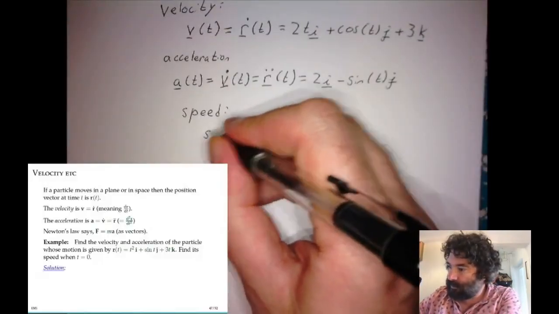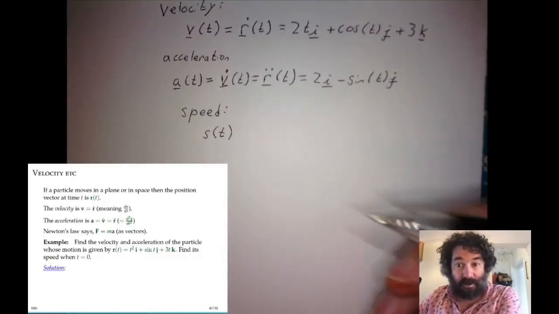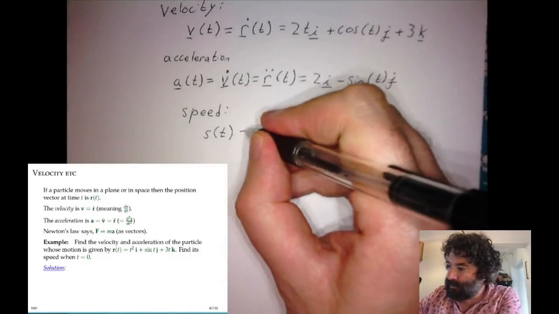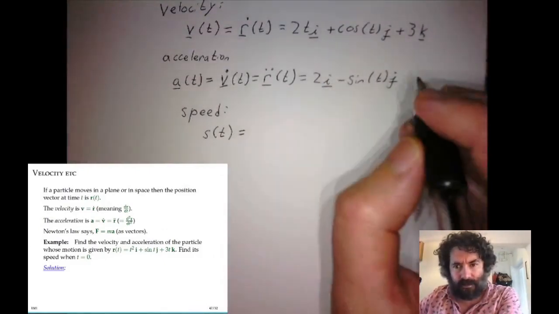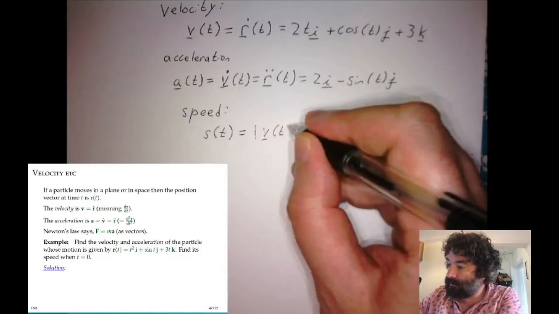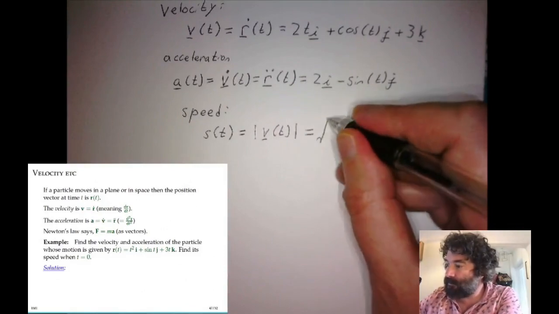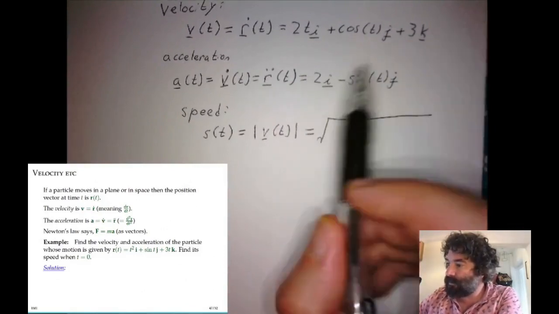So speed here would also be a function of time. So this particle is accelerating along its path of motion. Speed isn't constant. And the speed, remember, is the modulus of the velocity vector. And so that will be the square root of the sum of squares of the components of the velocity vector.